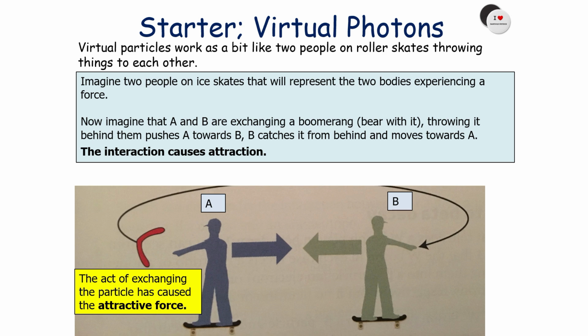Now imagine the two people on ice skates, representing the two bodies, exchanging a boomerang. When person A throws it, it pushes them towards B, and when person B catches it, it moves them towards A. So this is like the exchange particle causing an attraction. The act of exchanging the particle here has caused an attractive force. Again, energy and momentum are being exchanged between the objects.